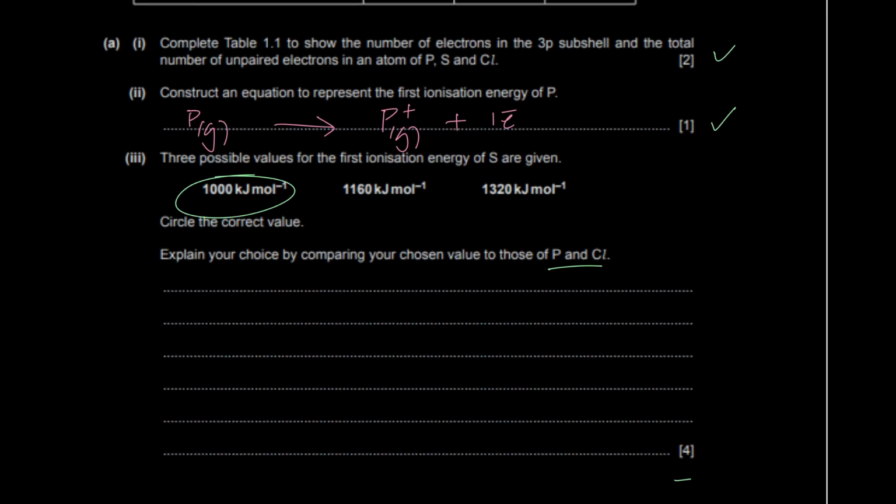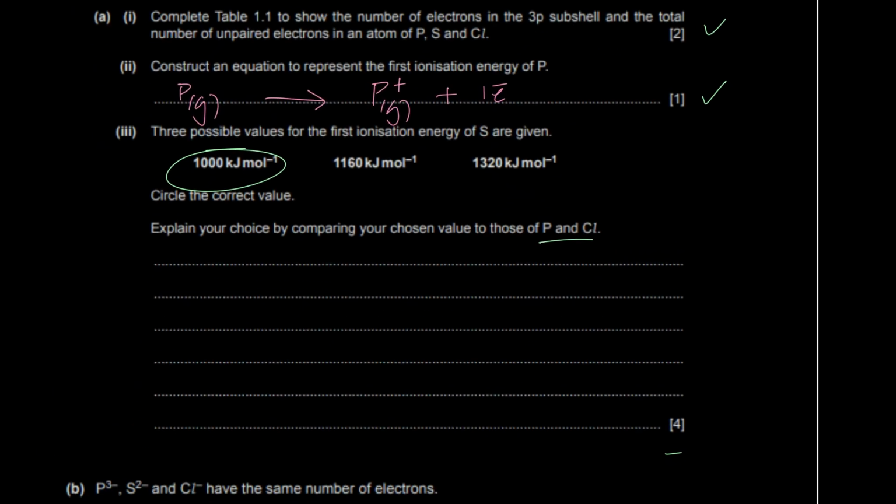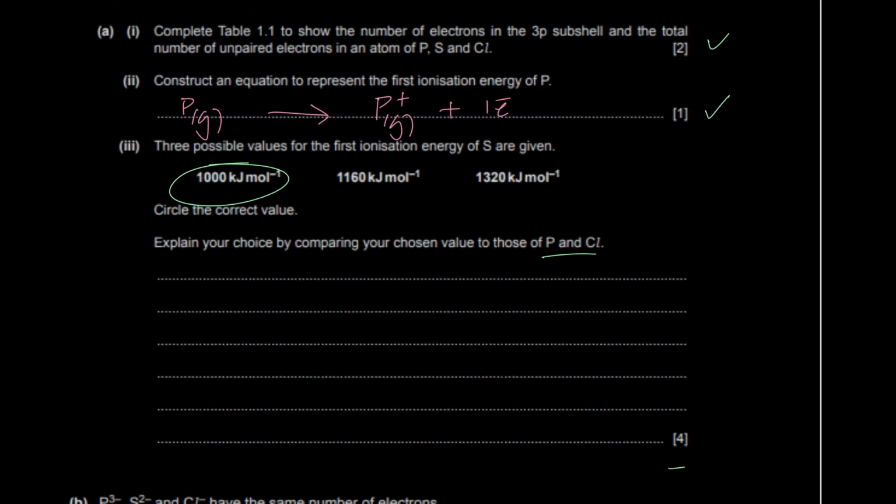I'll put a circle right here. And now you'll have to explain it to the examiner. Compare sulfur to phosphorus as well as to chlorine. It doesn't really matter what English you write. What matters is that the concept is clearly communicated to the examiner. So my concept is clear.